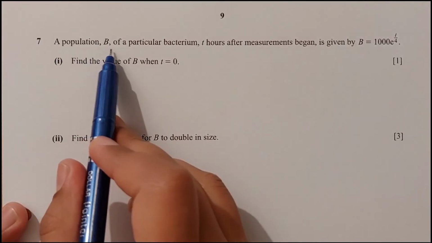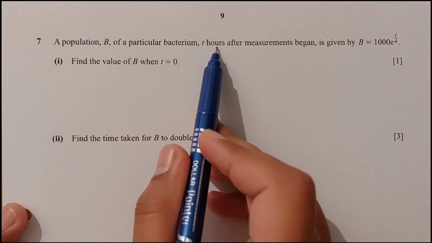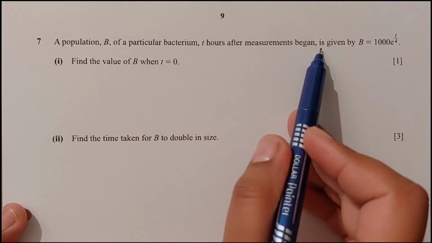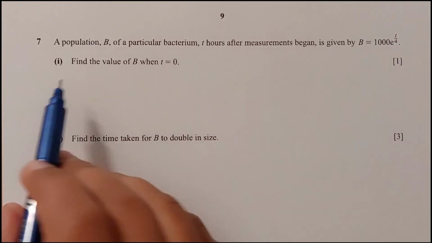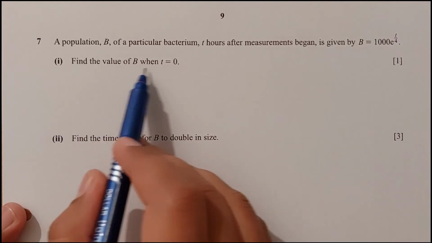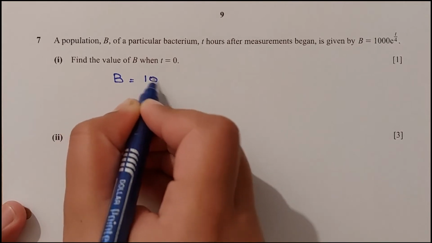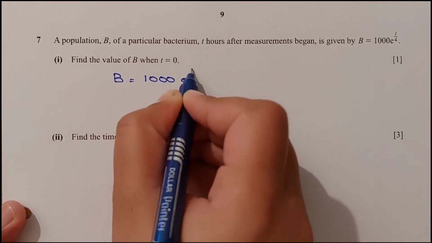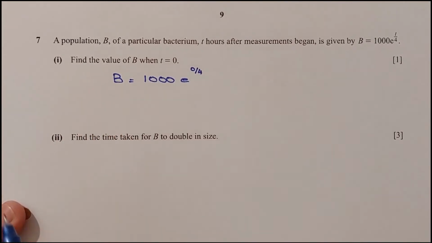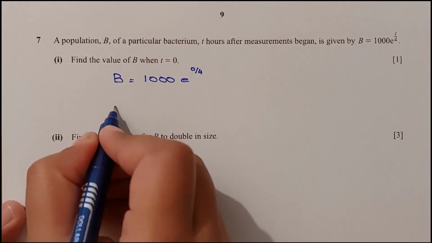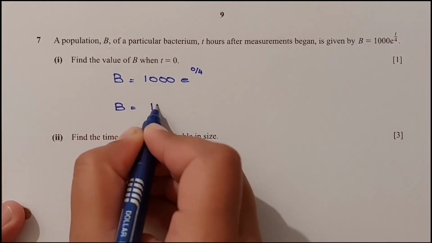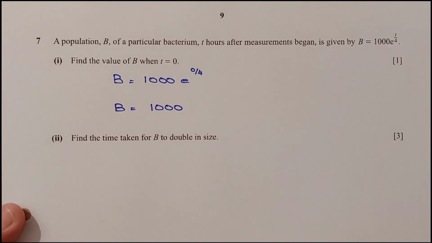Question number 7. A population B of a particular bacterium, T hours after measurements begin, is given by this. Number 1, find the value of B when time equals 0. So B equals 1000 e power 0 by 4, which is just e power 0, and e power 0 is just 1. So this is the initial population, that is 1000, right?